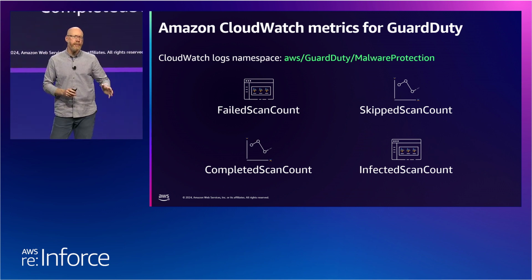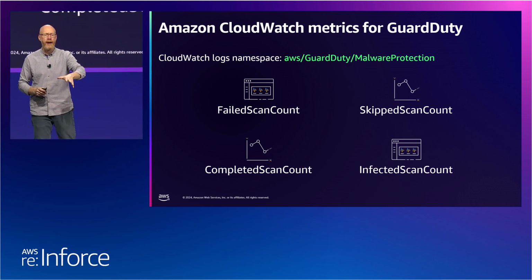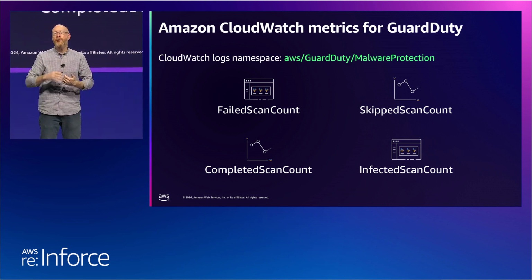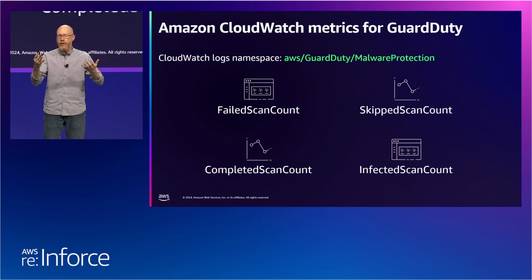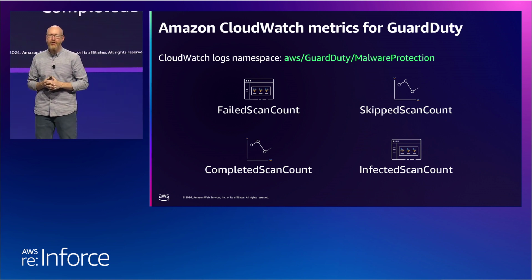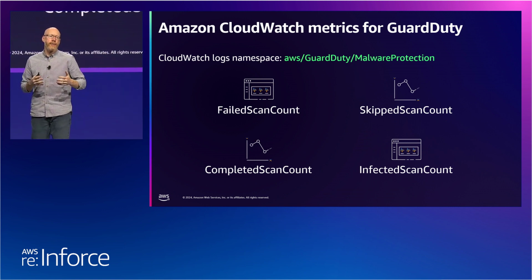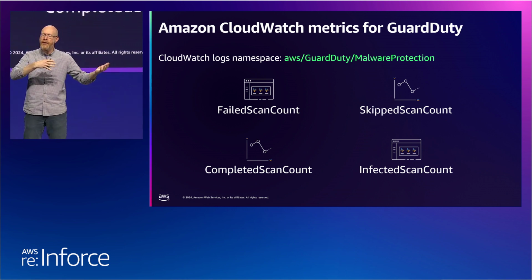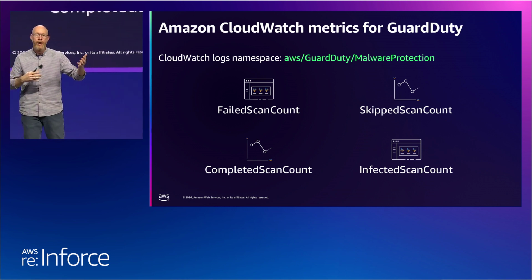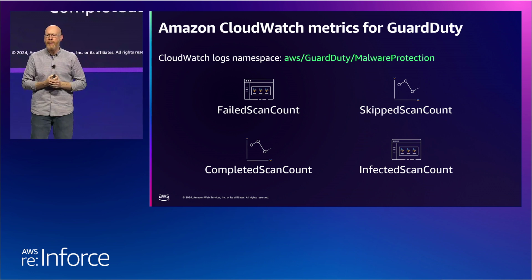So you could use these metrics in a couple of different ways. You could use the failed or the skipped scan counts. You could put a threshold on those and actually have a notification go out that you've hit a threshold and you might need to go investigate further and see what's happening with those particular objects or with that particular bucket if you have a certain threshold.